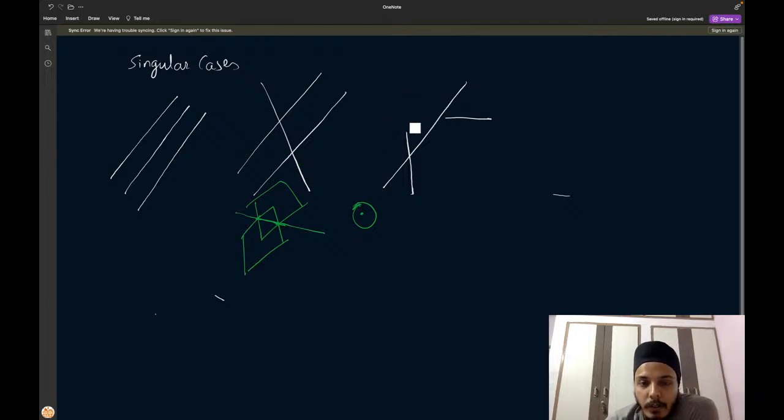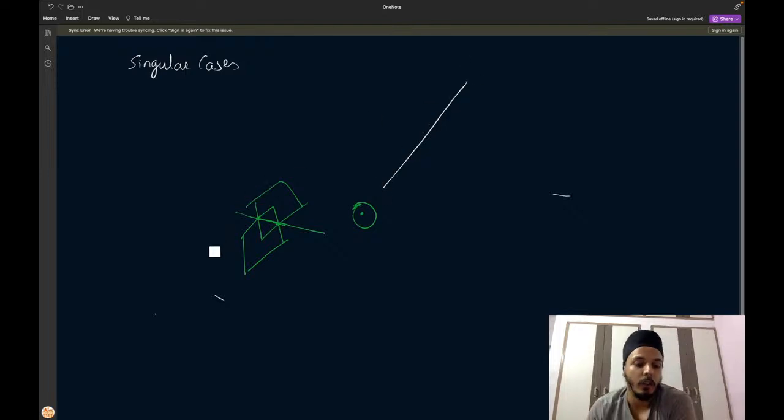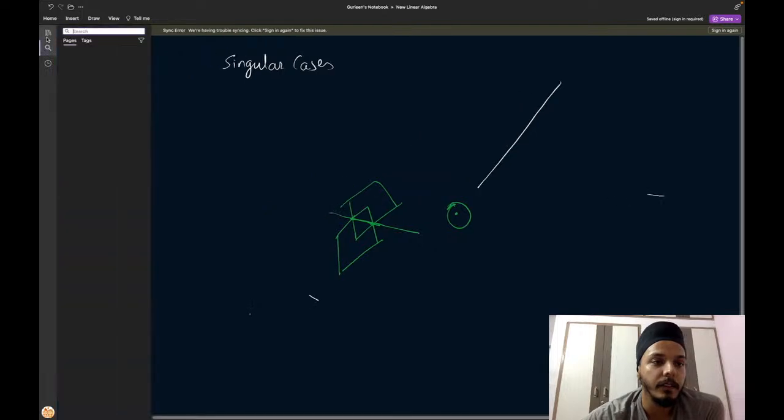This we have now seen in the row picture form. Now similar things can happen in the column picture also. So let us see how things happen in the column picture. So let me first clear this.